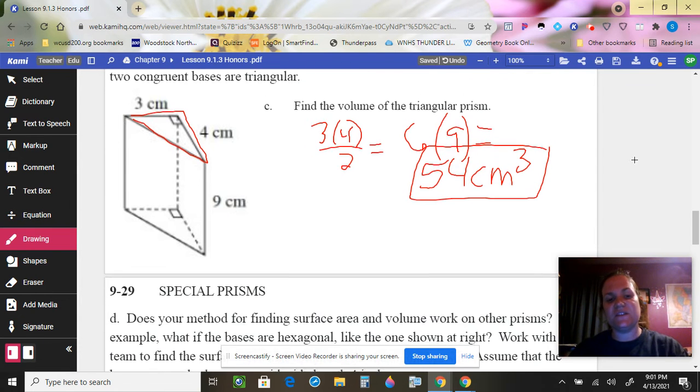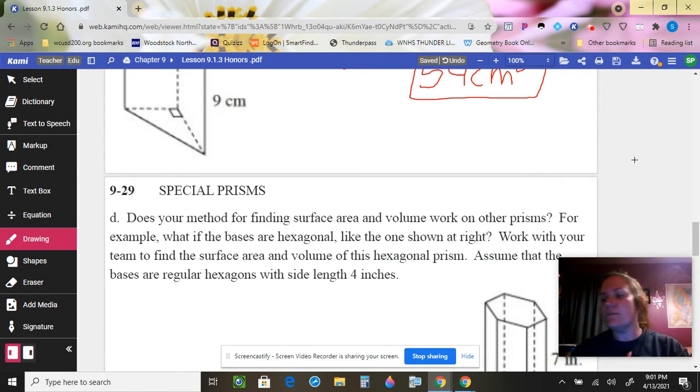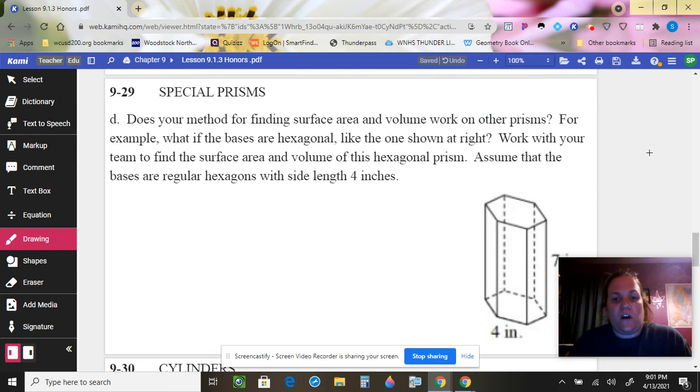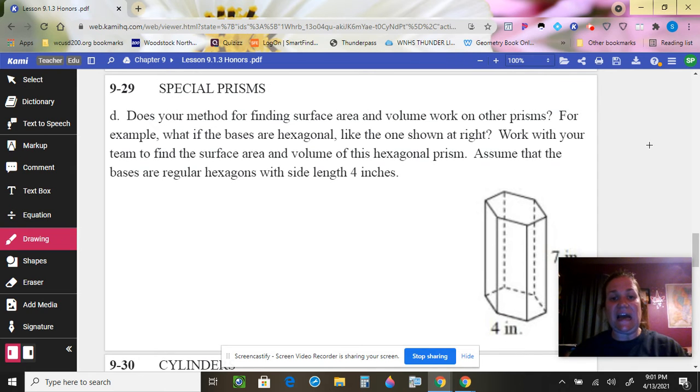Okay, so now the next question is asking, does your method for finding surface area and volume of other prisms work? And it should be yes, it should.